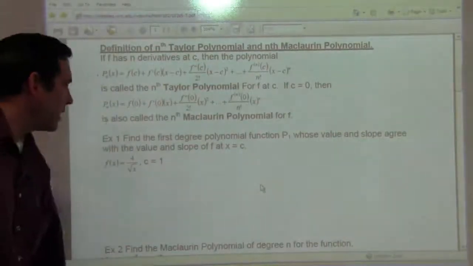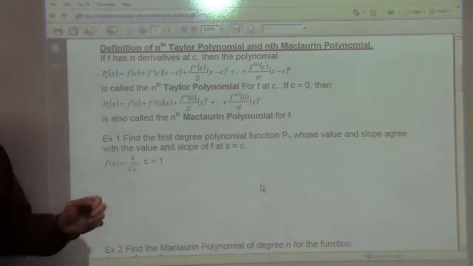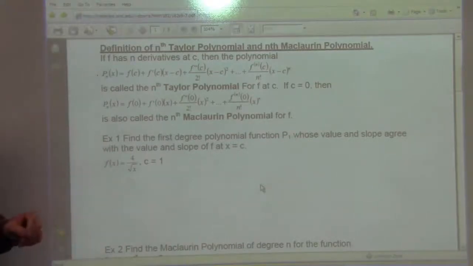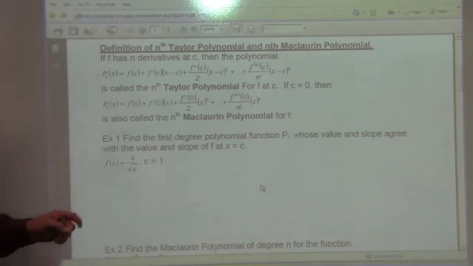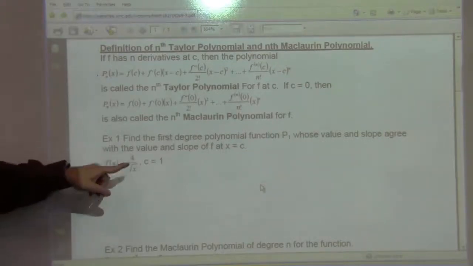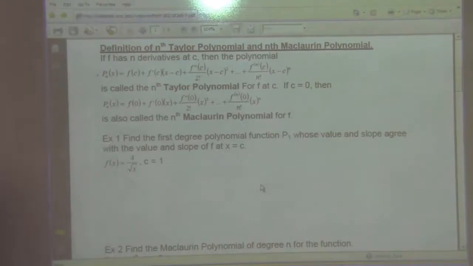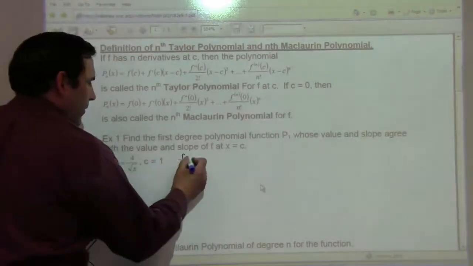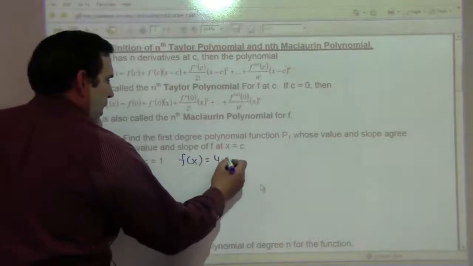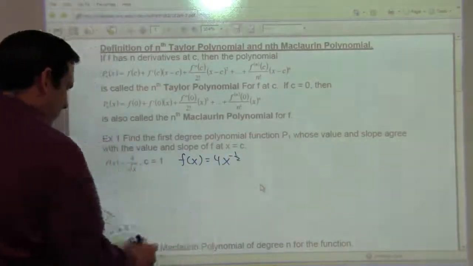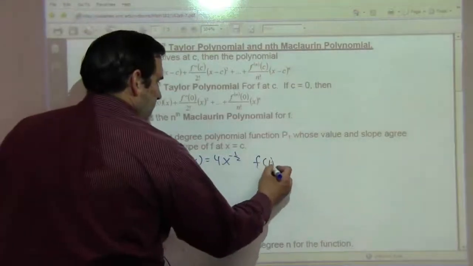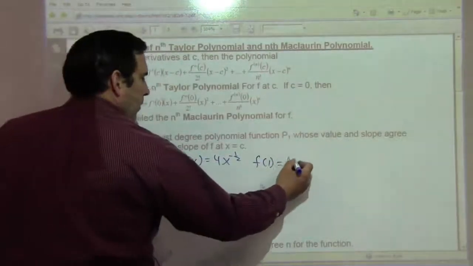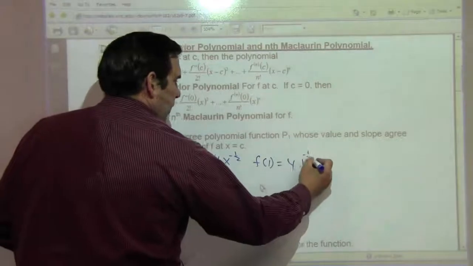So, for example, one says find the first degree polynomial function p1 whose value and slope agree with the value and slope of f at x equals c. So we have f of x equals 4 over the square root of x and c equals 1. I can rewrite this as f of x equals 4x to the negative 1/2, and f of 1 is going to be 4 times 1 to the negative 1/2, which is 4.